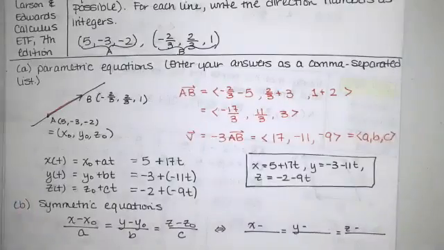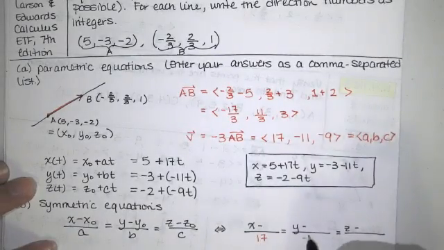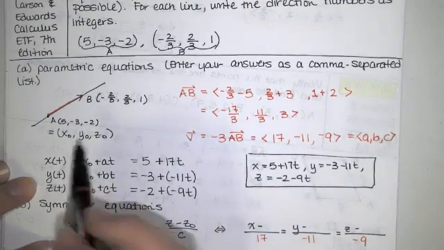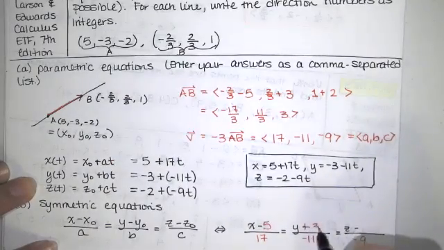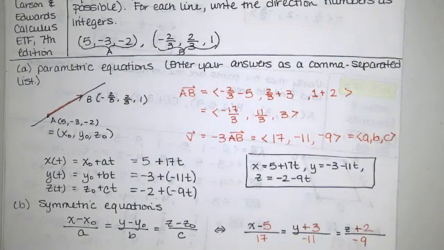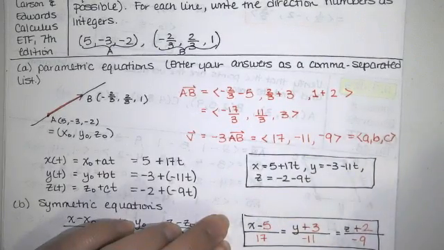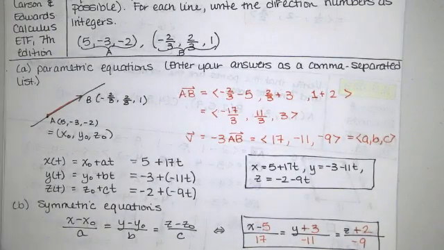So that's the form. Our A, B, and C are 17, negative 11, and negative 9. And our x naught, y naught, and z naught are 5, negative 3, and negative 2. So we're subtracting negative 3, that's the same as adding 3. And then we're subtracting negative 2, which is the same as adding 2. So these are our symmetric equations. And I believe we don't actually have to type these in. We're just choosing the right symmetric equations from a list for this problem in WebAssign.